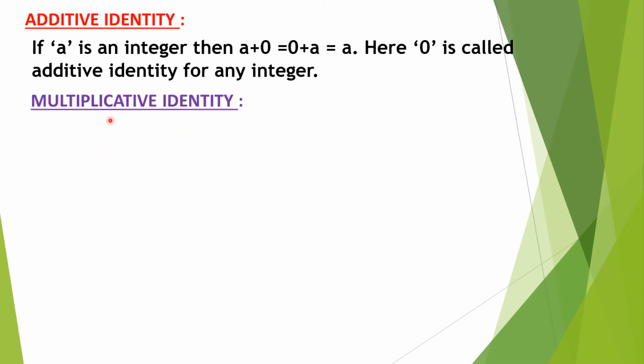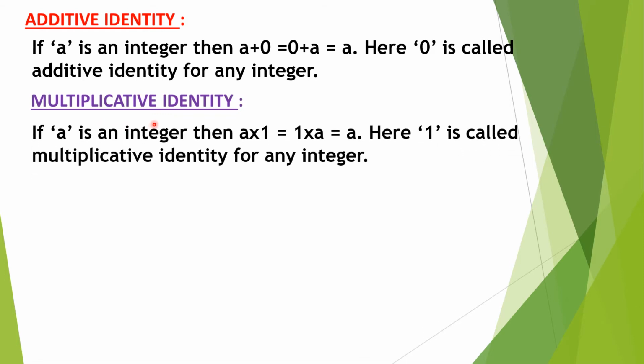Let us see the multiplicative identity. If A is an integer, then A into 1 equals 1 into A equals A. Here 1 is called the multiplicative identity for any integer. So the multiplicative identity of A is 1. The multiplicative identity of minus A is also 1. The additive identity of A is 0. The additive identity of minus A is 0. Like that, additive identity means 0, and multiplicative identity means 1. So 0 is called the additive identity and 1 is called the multiplicative identity for any integer.